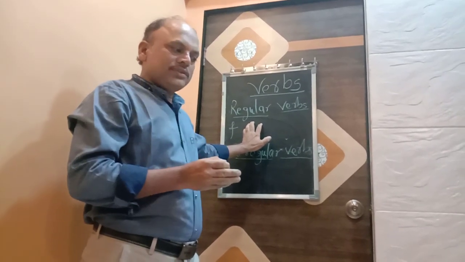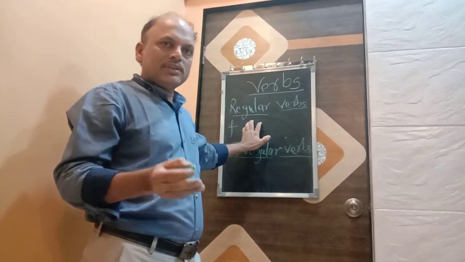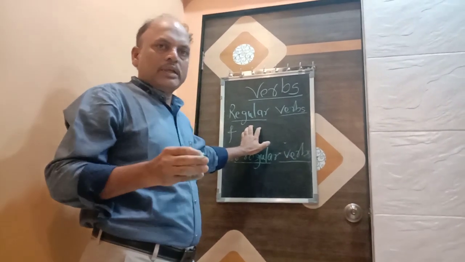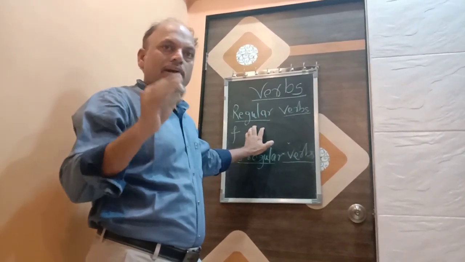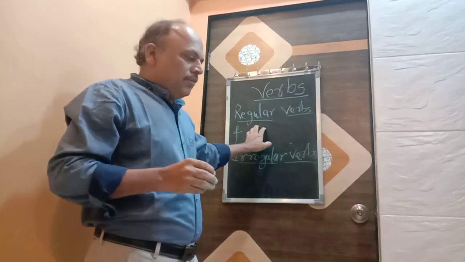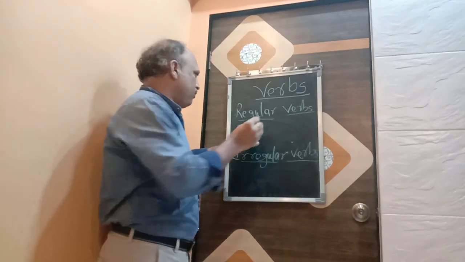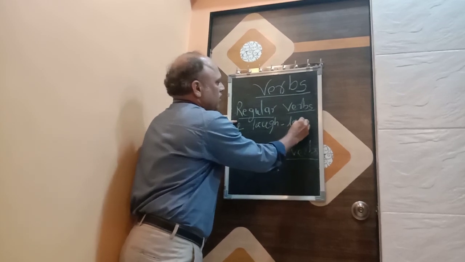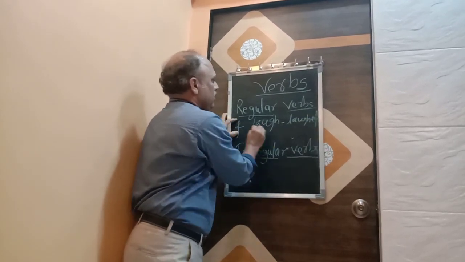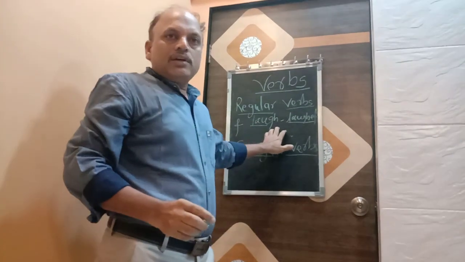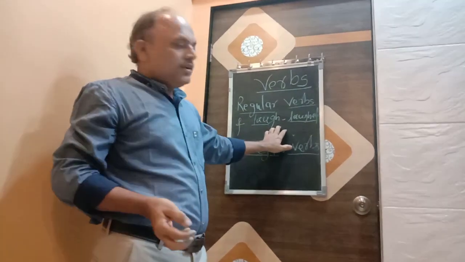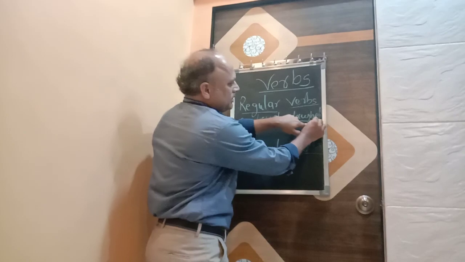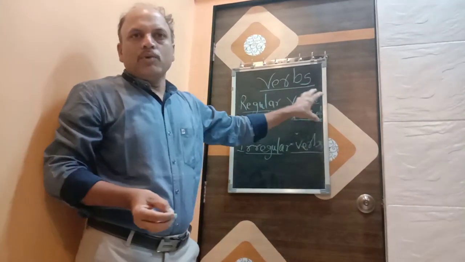Generally, while making the past tense of regular verbs, you will see and come to know that d or ed or t is added to the verb. For example, laugh is a main verb, and the past of laugh is laughed. This ed is added to it. This is the regular form of a verb.